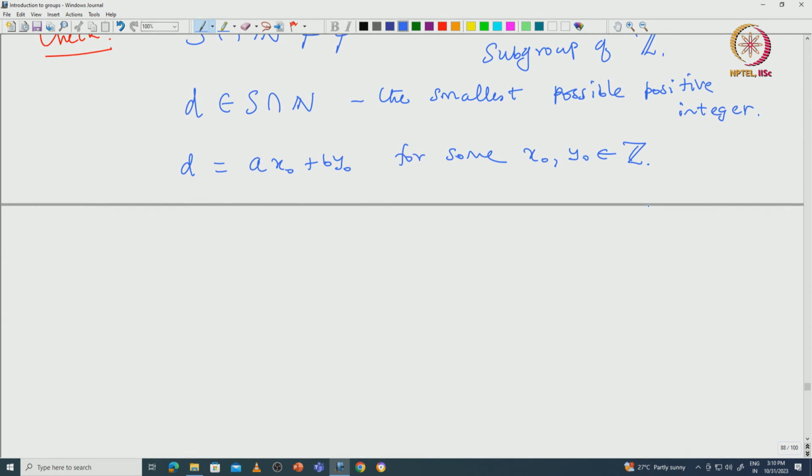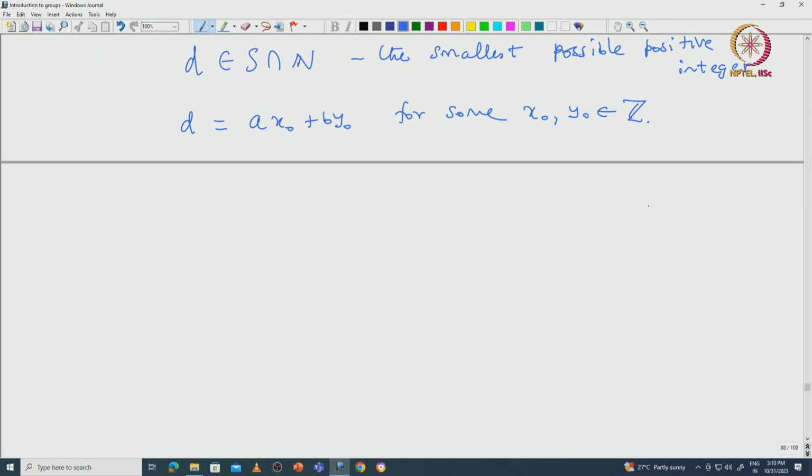There are two things to prove. It is the largest common divisor. First of all it is a common divisor, and it is actually the largest among them. So why is it a common divisor? Let us prove D divides A, and then I will leave it to you to think about D divides B.